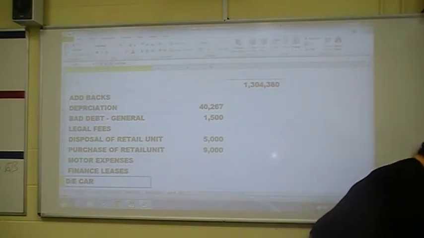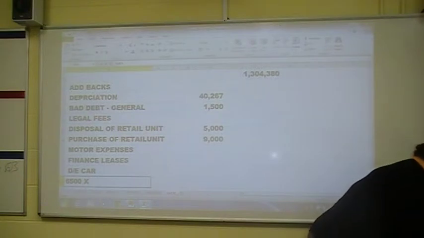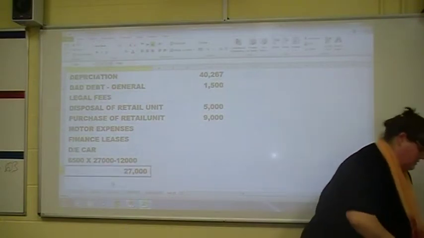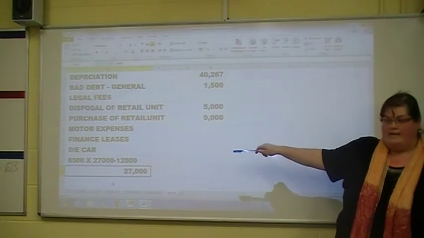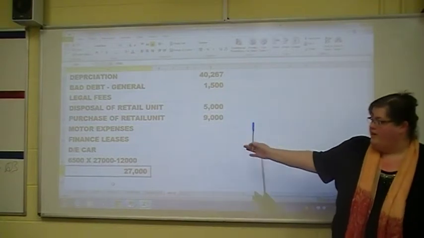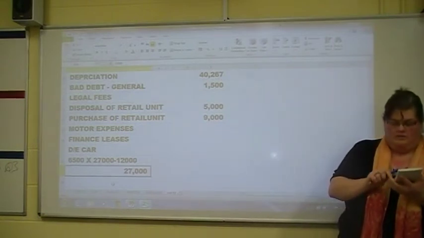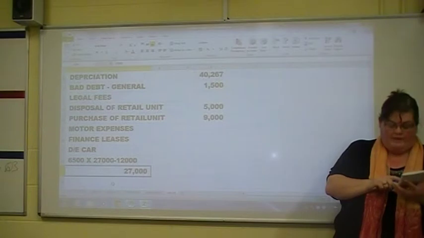So what we're going to be doing in our formula is taking our finance lease of 6,500 multiplied by the cost of our car minus our restriction, which is 12, all over the cost of our car. So it's the finance lease multiplied by the cost of the car minus the restricted value, all over the cost of the car. You do the right hand side first: take your 27,000 minus your 12,000, divided by your 27,000, and then multiply that by the 6.5.